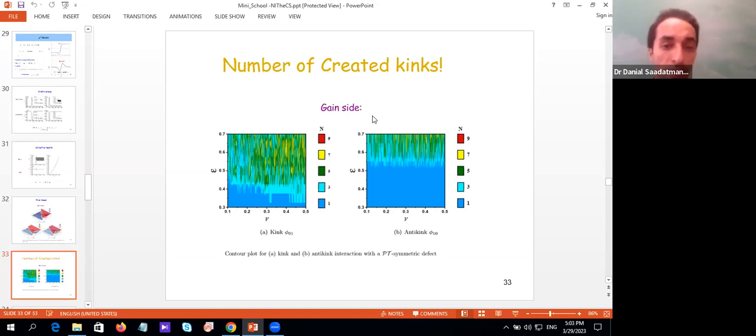Here, I have shown the number of kinks and anti-kinks during interaction for different initial velocity and amplitude of the defect. As you will see, when we increase the velocity and amplitude, the number of kinks and anti-kinks created after interaction increases. Interestingly, for kink and anti-kink, they are not symmetric. We have different results for these two.